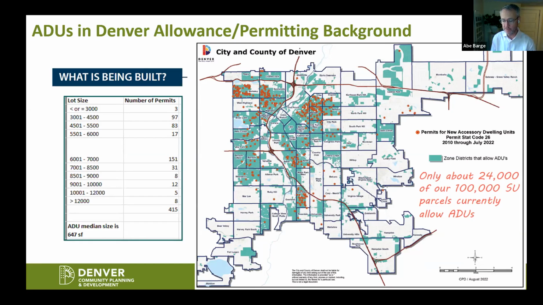And then the other thing you're seeing on this map are where we've actually permitted ADUs in the last 11 to 12 years, really starting in 2010 when the current set of rules came into place. And so you see there's definitely certain concentrations.